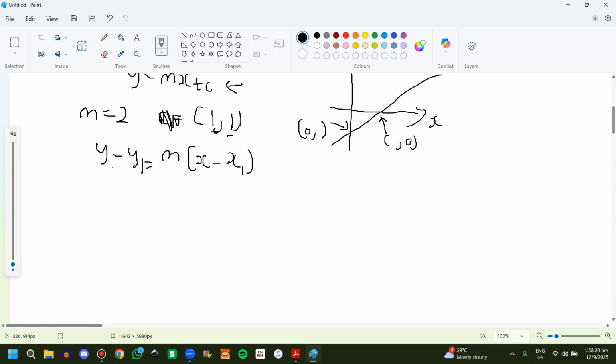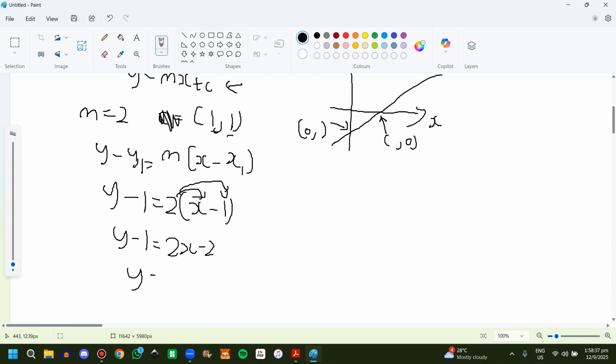So we first write y minus y1, which is 1, m is 2, bracket x minus 1. So y minus 1 equals, expand your brackets, you get 2x minus 2. Add 1 on both sides, you get y equals 2x minus 1. And that is how you find the equation of a straight line if you know your gradient and a point on that line.